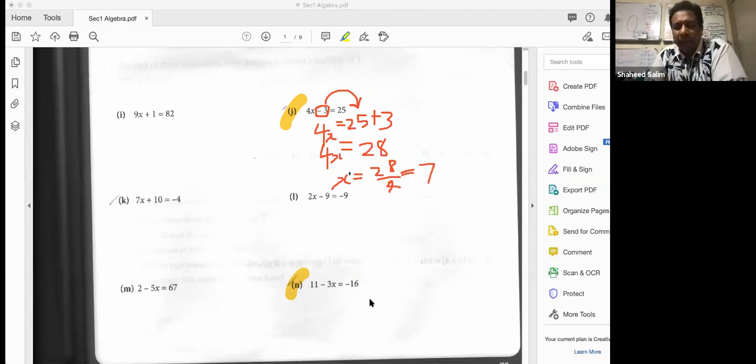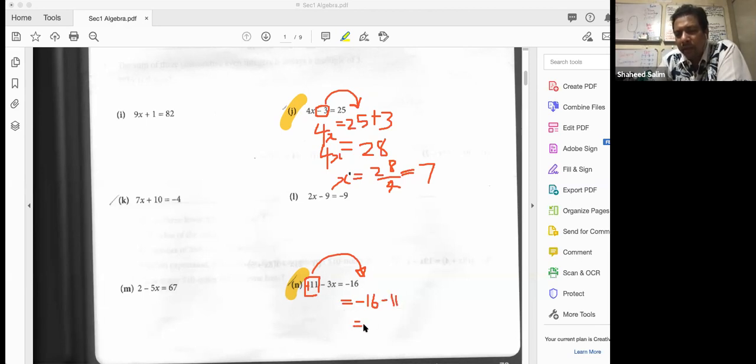So Rahana, I hope you're okay. Down here now, the next one, you bring over the plus. This is plus 11. You bring over, it becomes minus 11. So minus 16 minus 11, it becomes minus 27. So what is minus 27? Minus 3x.